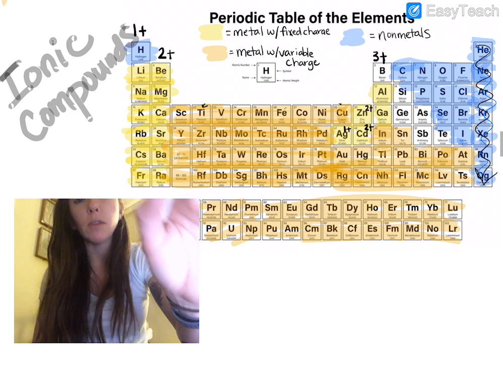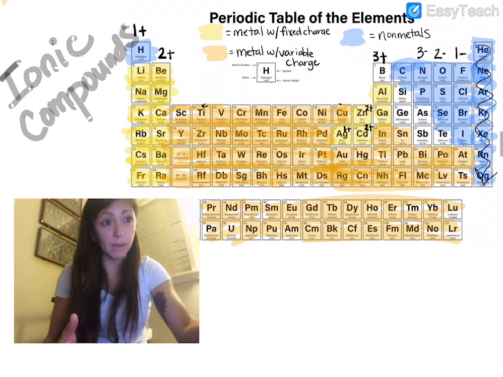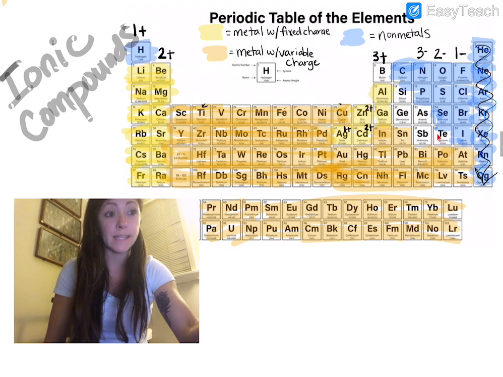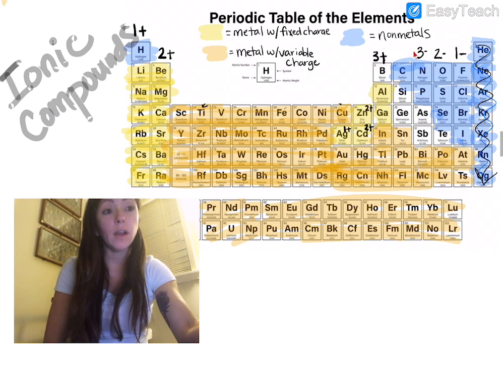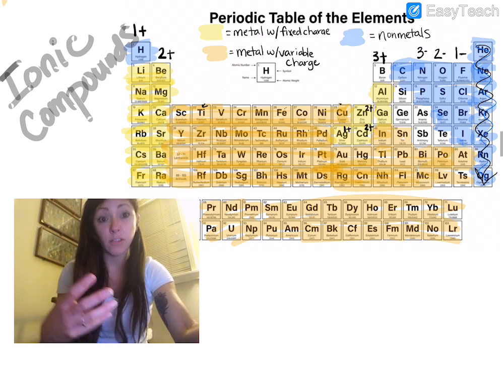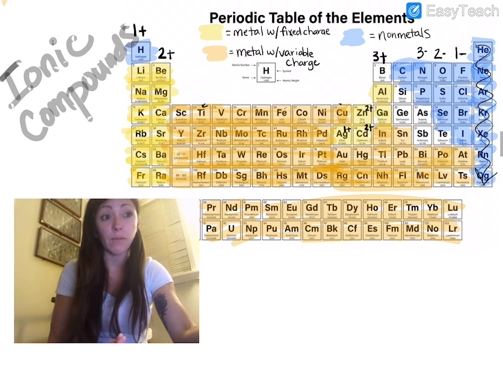You also need to know the other piece of this, that the nonmetals in groups 15, 16, and 17 also have definite charges, all right? Nitrogen and phosphorus are always 3 negative. That is, they gain 3 electrons to become stable. Oxygen, sulfur, and selenium are always 2 negative, and then fluorine, chlorine, bromine, and iodine are always 1 negative because they gain 1 valence electron.